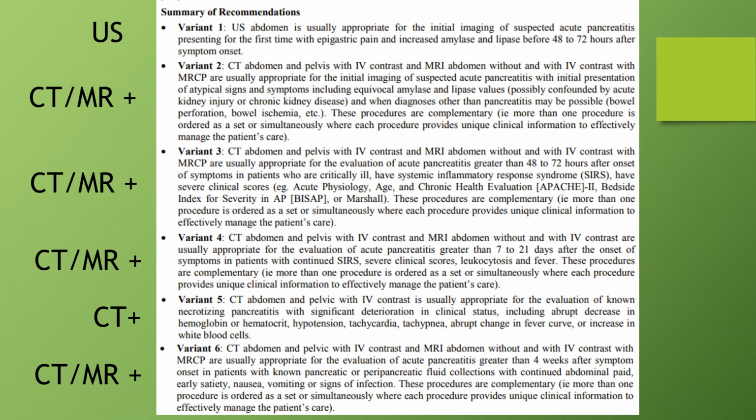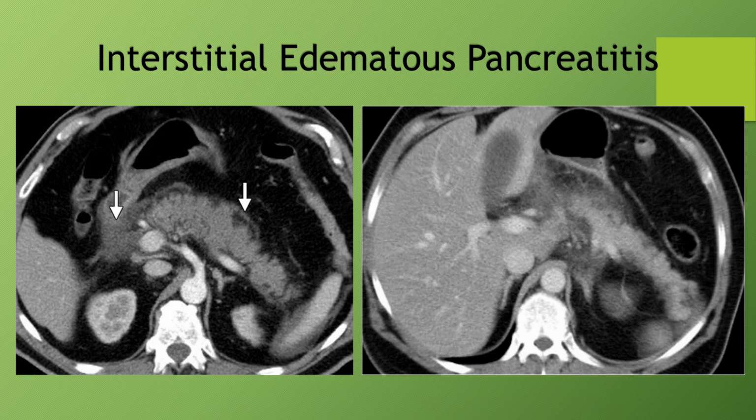So here's a quick summary slide. Variant 1, we're going to start with ultrasound to rule out gallstones as a cause. Variant 2, 3, and 4, you could do CT with IV contrast or MRI with IV contrast. Variant 5, again, really just CT with IV contrast is going to be the best way to go. Variant 6, which I didn't mention, that's for chronic findings, and for that one you can do a CT or MRI with contrast. So here are a couple images of interstitial edematous pancreatitis.